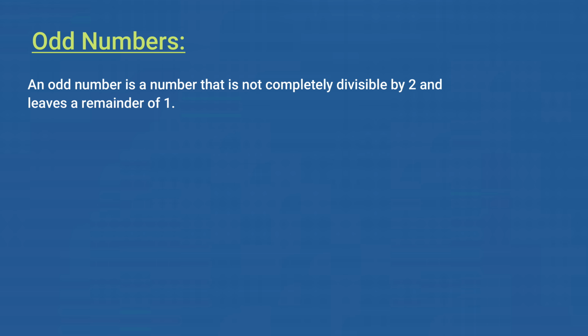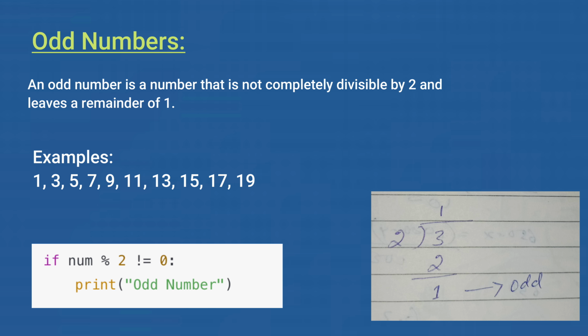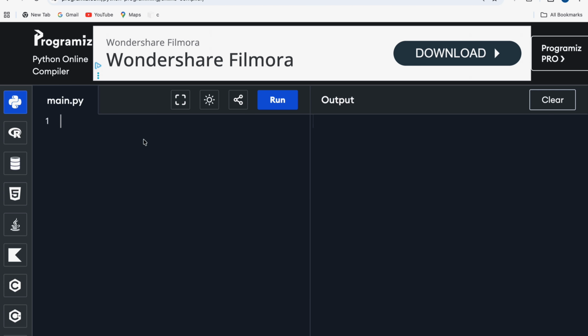Odd numbers: an odd number is a number that is not completely divisible by 2 and leaves a remainder of 1. Examples of odd numbers: 1, 3, 5, 7, 9, 11, 13, 15, 17, 19. These are all examples of odd numbers. Now we understand what even and odd numbers are. So next, we can implement the code for this, to find even numbers and odd numbers.